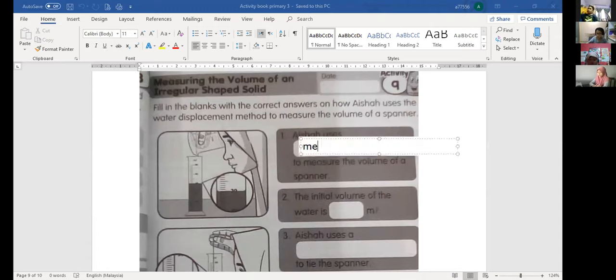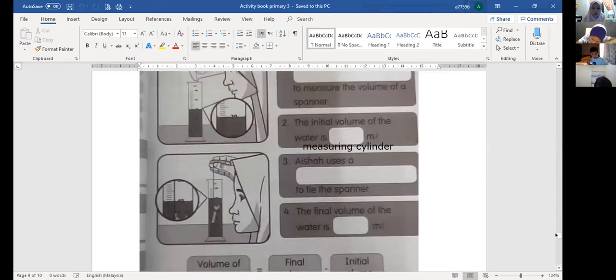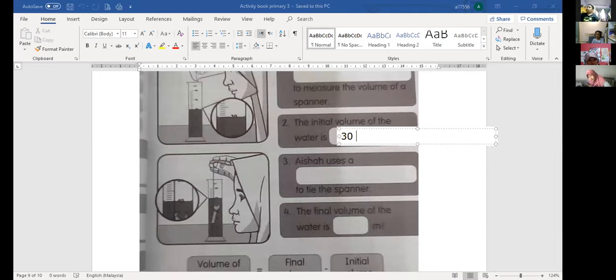So Aisha uses measuring cylinder to measure the volumes of spanner. Okay, number two. The initial volume of the water is, okay, berapa initial volume ni? Volume awal dia berapa? ML. Okay, Ilham, can you give me the answer? The initial volume of water sebelum dia letak spanner tu, berapa dia punya bacaan measuring cylinder here? 30 ml. Okay, very good. The initial volume of the water is 30 ml. Okay, then Aisha uses a, dia guna apa ni? Dia nak tanya.